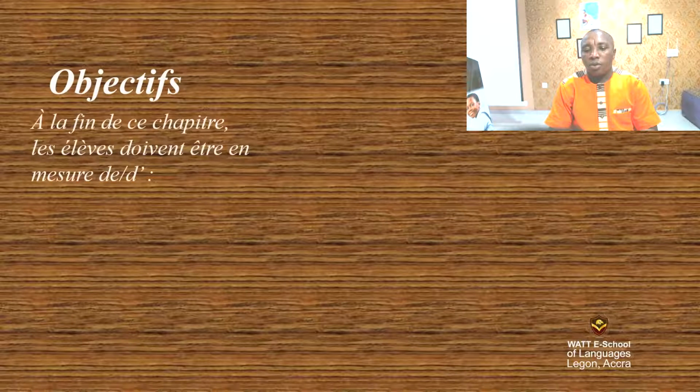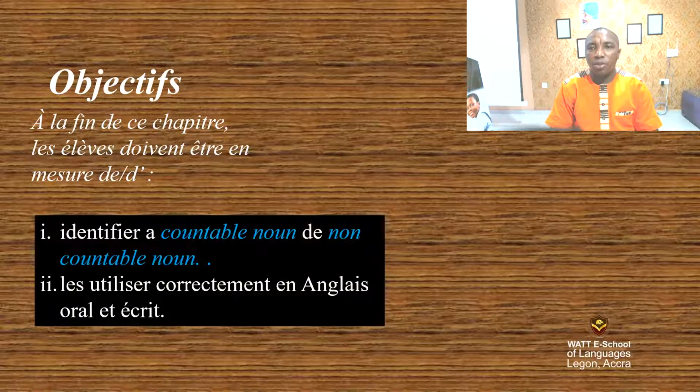We are going to have a look at the objectives in this chapter. So kindly watch. By the end of this lesson, the students should be able to identify the countable nouns and uncountable nouns. They should be able to use the countable nouns correctly in oral and written.